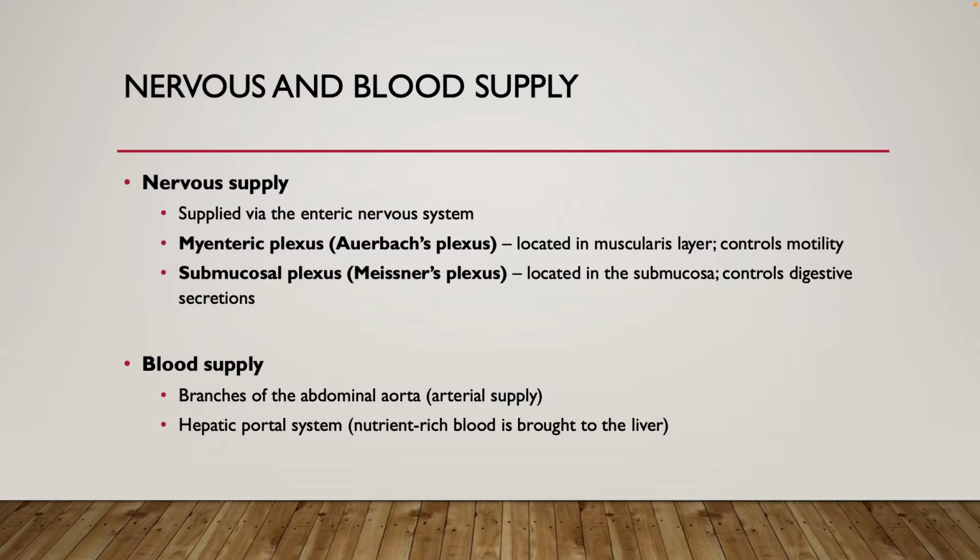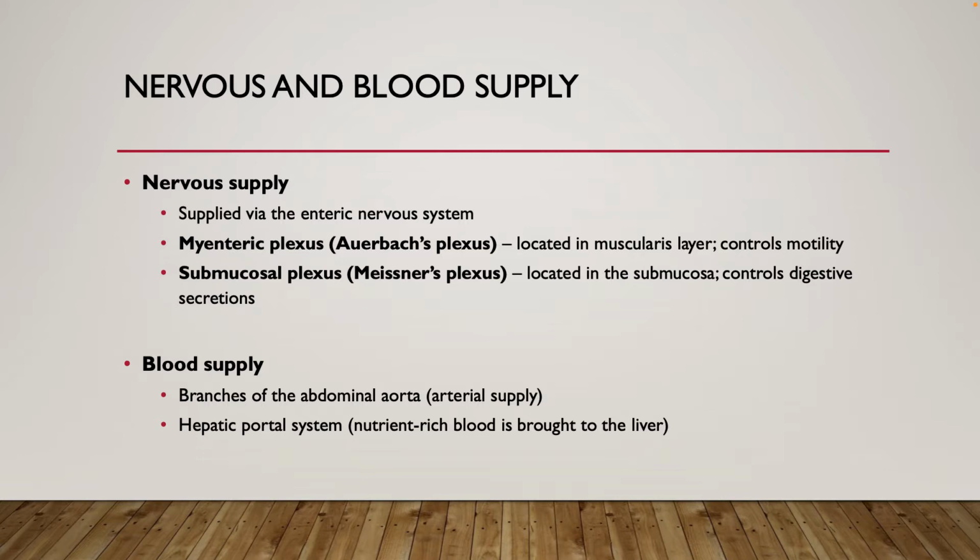So we have our myenteric plexus, which is sometimes called Auerbach's plexus. This is a plexus of nerves that exists in our muscularis externa layer, and these nerves stimulate this muscle to control gastric motility. So how vigorously and how often our gastrointestinal muscle is actually contracting to aid in gastric motility.